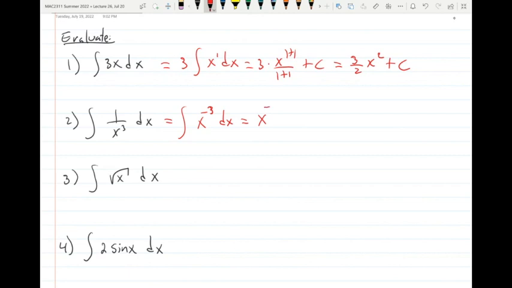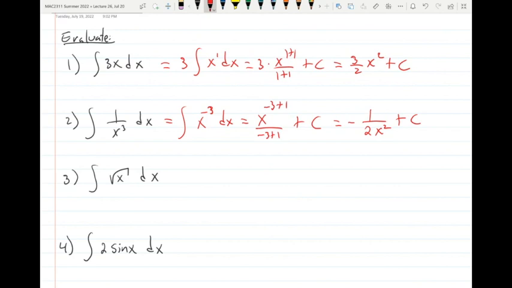So what is this? x to the negative 3 plus 1 over negative 3 plus 1. And don't forget the plus c. In other words, this is going to be negative 1 over 2, and then there will be x to the negative 2. I'm going to write it as x squared in the bottom. So negative 1 over 2x squared. Are you okay? Do you understand why there is an x squared in the denominator? This is negative 3 plus 1, the x to the negative 2 that we have on top.